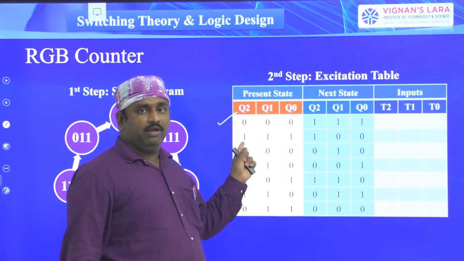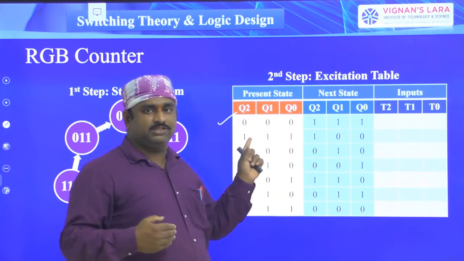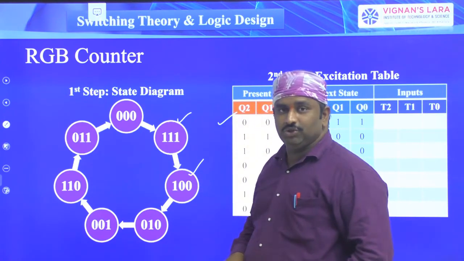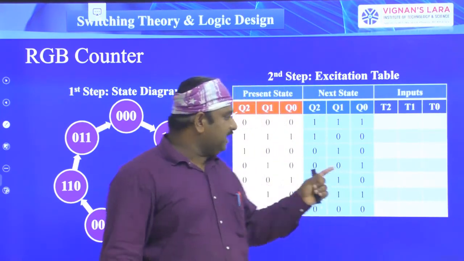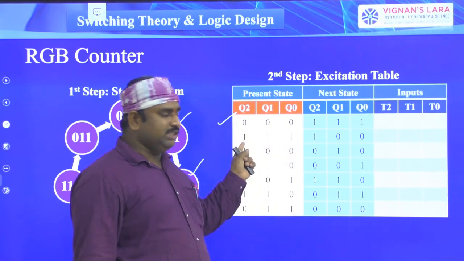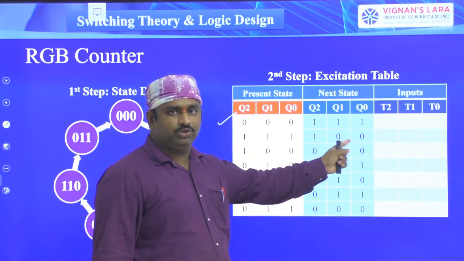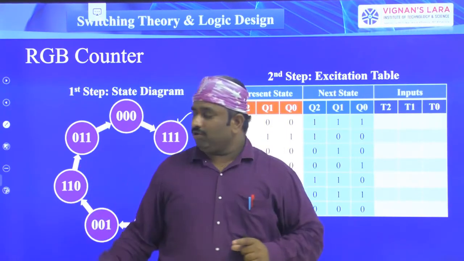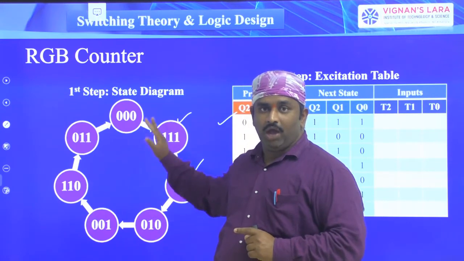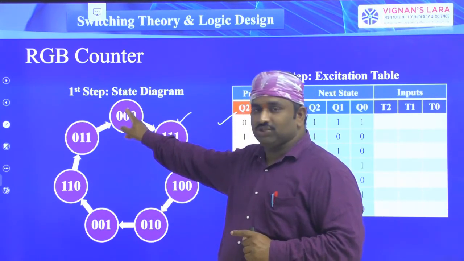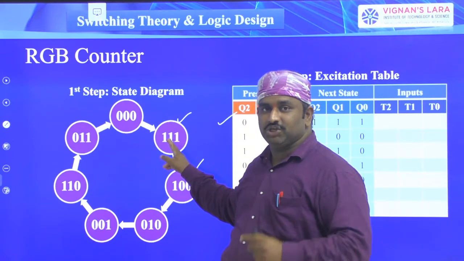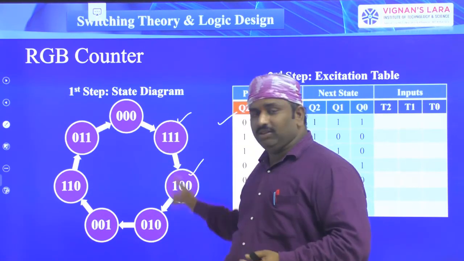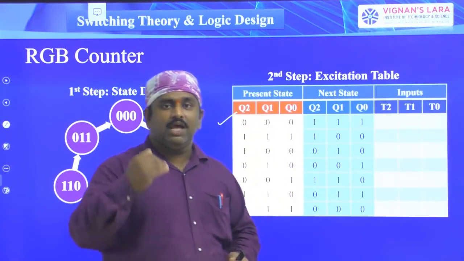Coming to the next one, if 1, 1, 1 is the present state, then the next state is 1, 0, 0. That is what I am writing here. See here, if the present state is 1, 1, 1, the next state is 1, 0, 0. Like that we have to write the present states and next states for all the 7 states. Consider this is the present state, then what is the next state? Write it down, and so on for all the states.